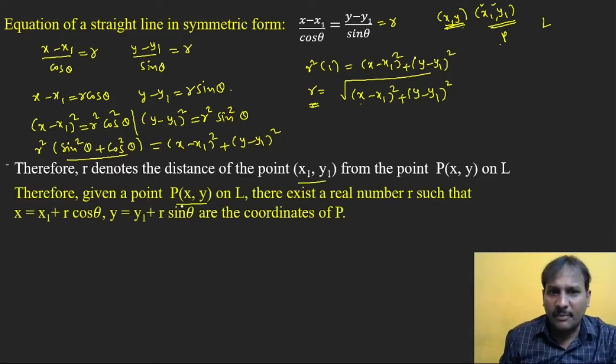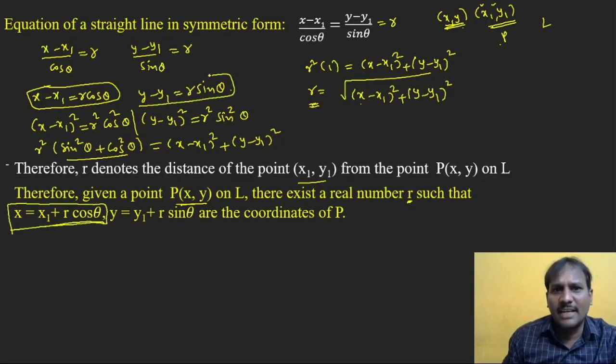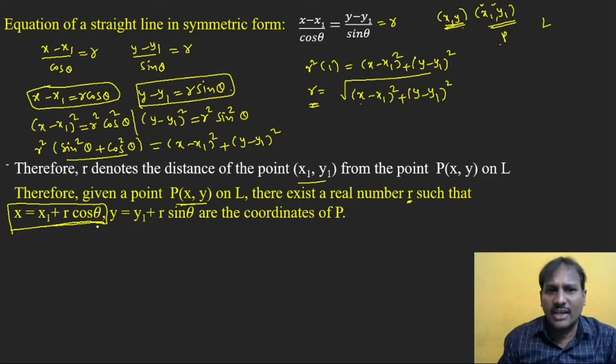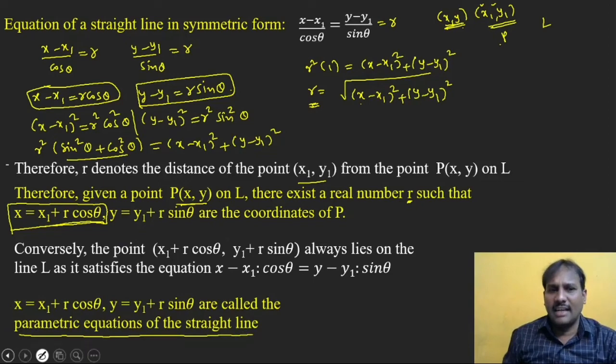For any point P(x, y), there exists a real number r such that x is equal to x1 plus r cos theta. Here we have x minus x1 is equal to r cos theta. From this we can say that x is equal to x1 plus r cos theta. And we have y minus y1 is equal to r sin theta. From this we can say that y is equal to y1 plus r sin theta. So x is equal to x1 plus r cos theta, and y is equal to y1 plus r sin theta, are called the parametric equations of the straight line.